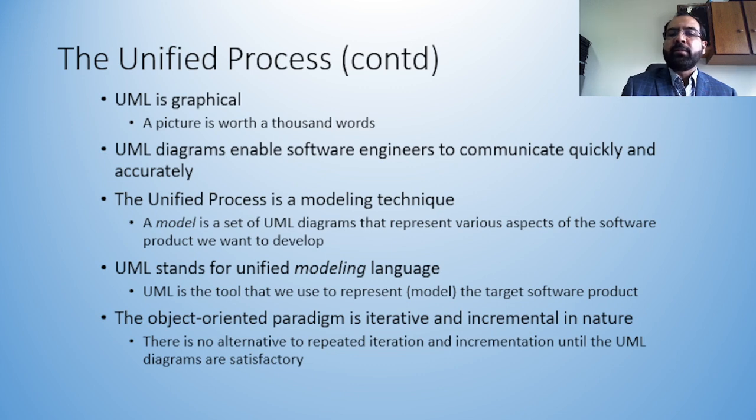The object-oriented paradigm itself is iterative and incremental in nature. It means that there are phases. So whenever we have phases, it means we are talking about increments. And whenever there are certain activities which need to be repeated, it means they are iterative in nature. So the object-oriented paradigm has both the concepts. So it is iterative, it is incremental. Every time we need to rethink about the definition, and that definition has to be improved. So there is no alternative to repeated iteration and incrementation until the UML diagrams are satisfactory.